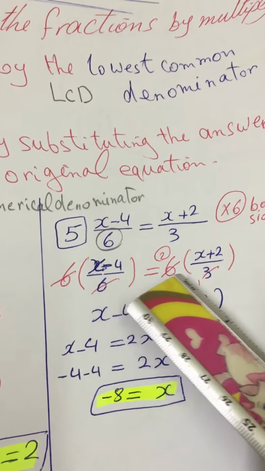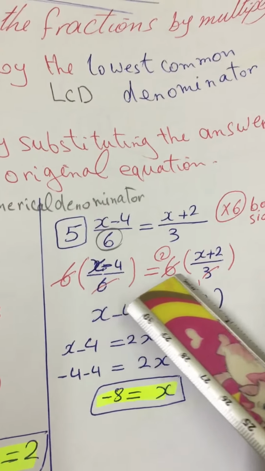Or we can say cancel 6 with 6, because the number I multiply by must be multiplied by the numerator only, not the denominator. So I have 6 up and 6 down. Cancel them, give me 1. And here, 6 divided by 3 equals 2.